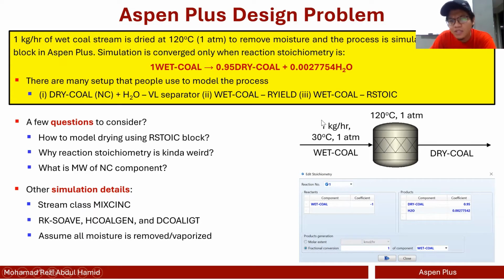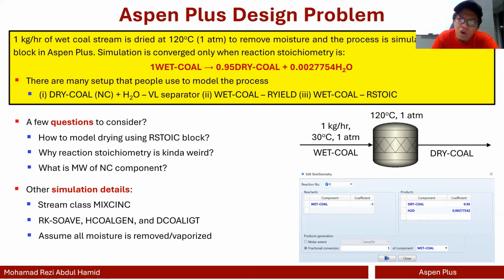I did this one before, and what I found is that the simulation converged only when I used a stoichiometric reaction like this, where 1 wet coal reacts to form 0.95 dry coal plus these weird numbers of moisture. You have to understand that to use an RSTOIC block, you need to know your reaction stoichiometry, and it has to be correct, as well as the fractional conversion of this particular reaction.